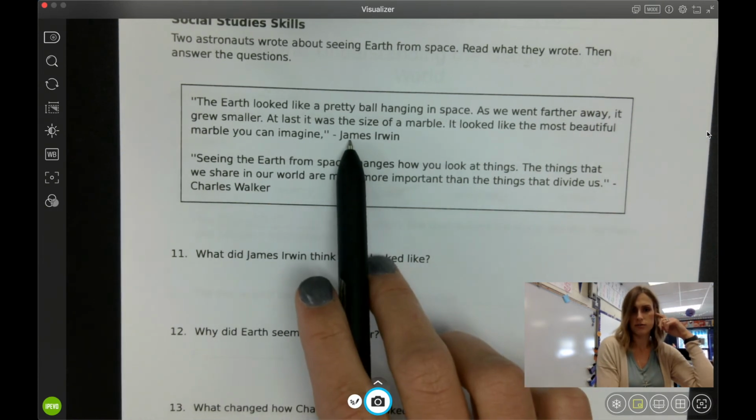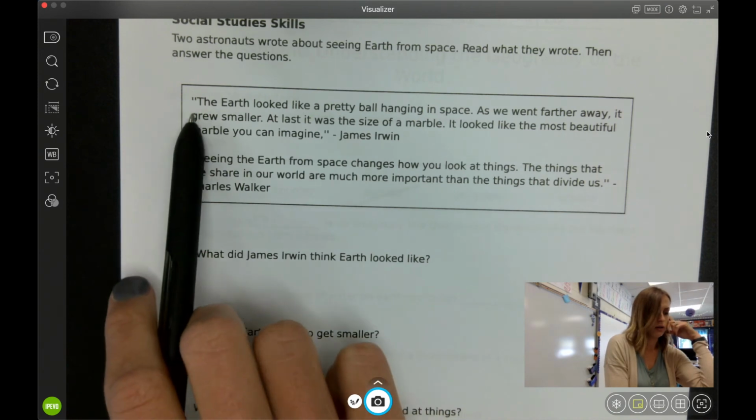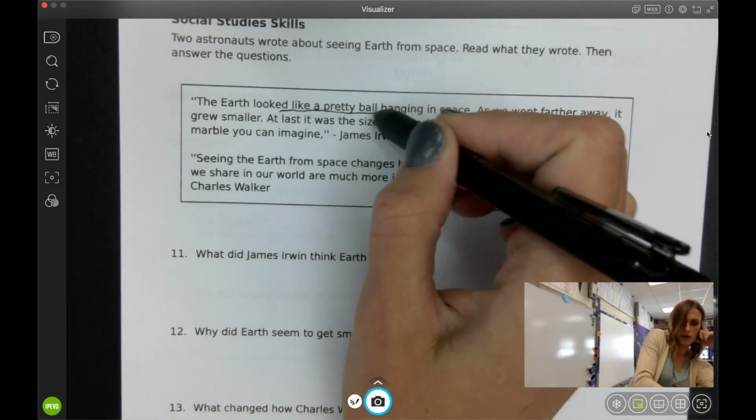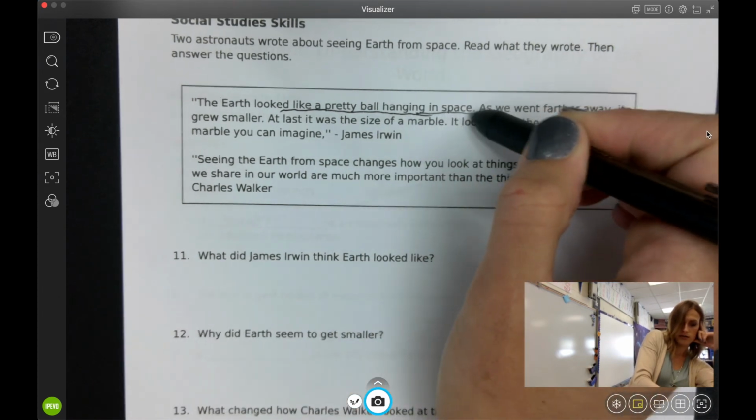What did James Irwin think Earth looked like? So reread James Irwin, that's the top. What did it look like? The Earth looked like, oh, it's right here. The Earth looked like a pretty ball hanging in space. All right, so that's your answer for that first one.